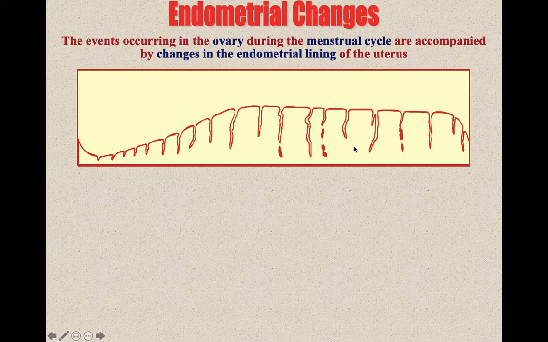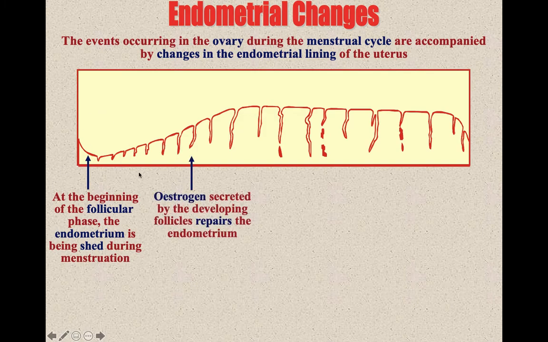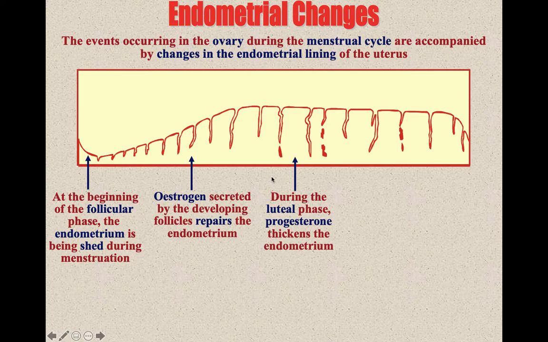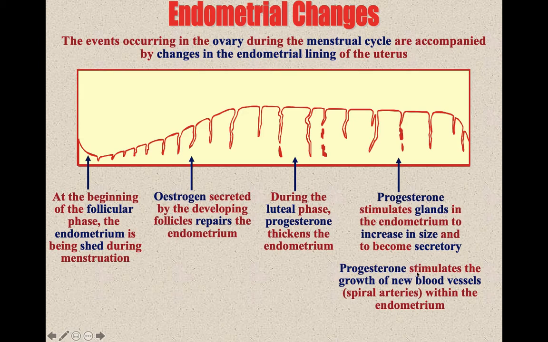And the next series of labels are going to help you to explain it further. So this is the period when it's still being shed. Then you've got estrogen starting to repair the endometrium. So progesterone at this point thickens the endometrium and makes sure it's in the best possible condition. And it also stimulates a lot of new blood vessels to be formed, and they're called spiral arteries.